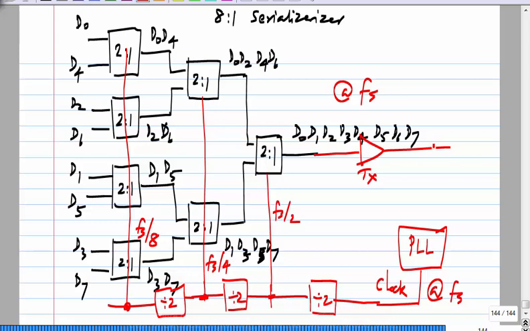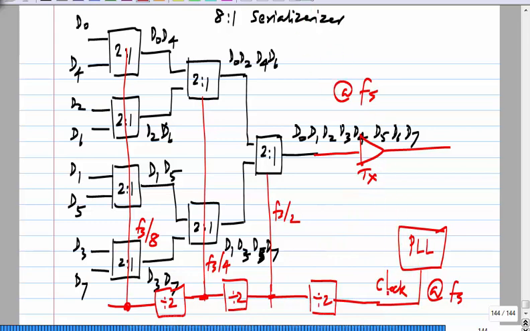And there will be a clock generating unit, because it has to generate a number of clocks at different frequencies. So there will be a phase lock loop and a whole bunch of associated circuitry. Of course, when you make the serializer, you will probably also have these divide by two stages laid out along with this, because again we are talking about very high speed circuits.